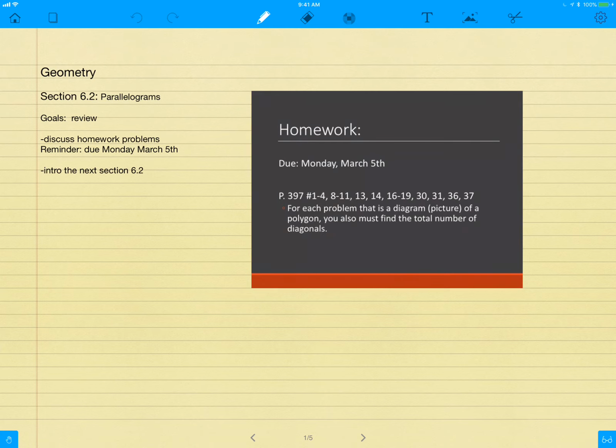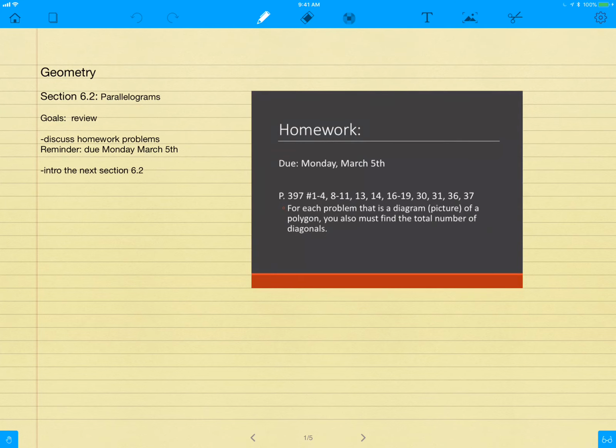Most of the problems are finding interior and exterior angles for a polygon. I added an extra stipulation, as you can see below the problems. Anytime your problem has a diagram, a picture that goes with it, you need to find the number of diagonals for that diagram. So you'll have to follow the book directions as normal, so find the interior or exterior angles, but anytime your problem has a diagram, a picture, you also have to go one more step and find the number of diagonals with it. But that's only with problems that have pictures.